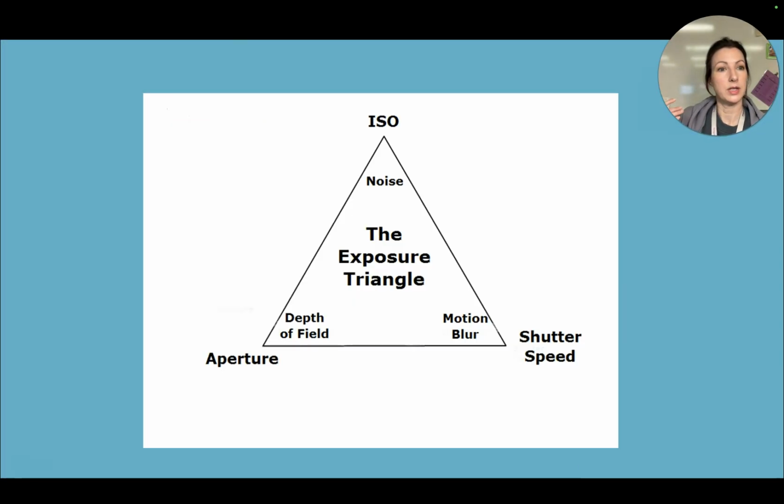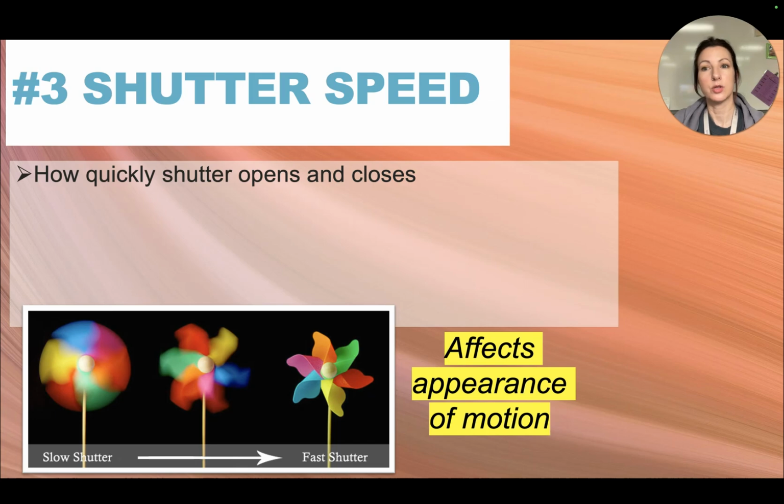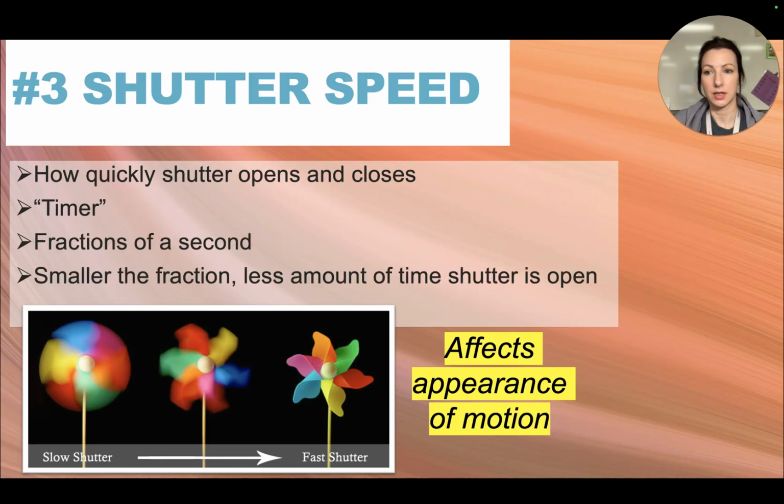And then also we need to remember the exposure triangle in this because next is shutter speed. When we move one part of that triangle, we have to move the others to compensate. So shutter speed, like I mentioned before, is how quickly the shutter opens and closes. It's like a timer. It's measured in fractions of a second, and the smaller the fraction, the less amount of time the shutter is open.